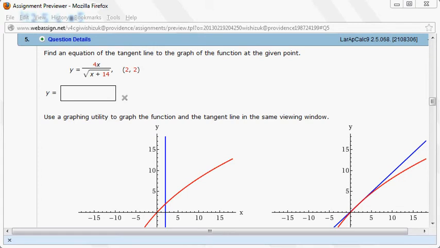Alright, let's look at homework 2.5, 2.6, problem number 5. We want to find an equation of the tangent line to the graph of this function at (2, 2). Alright, let's do that.